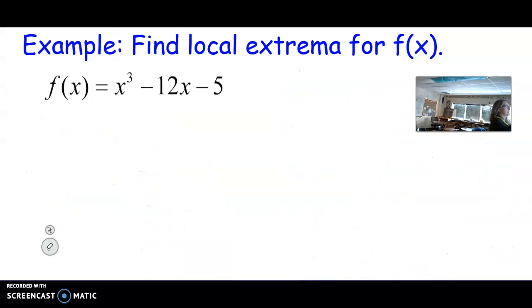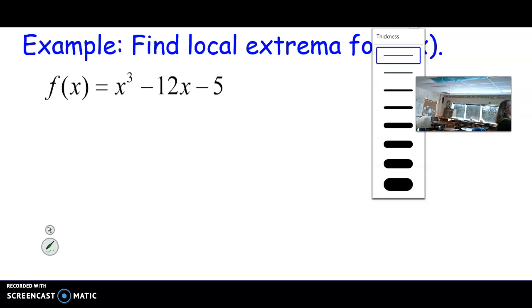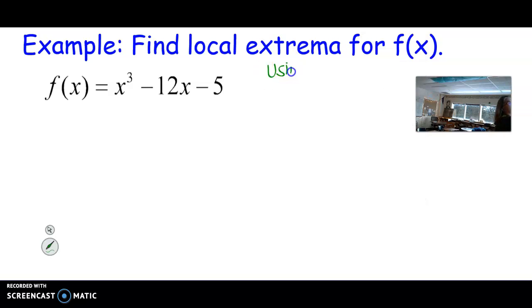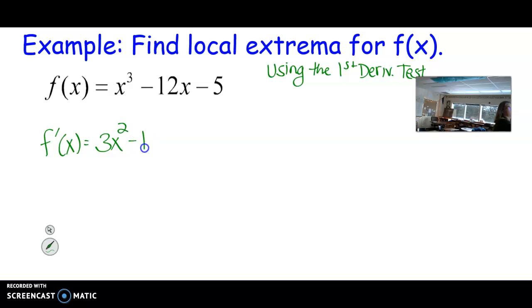Okay, so first derivative test. We're going to find extrema using the first derivative test. If the second derivative is difficult to find, it's going to be easier to use the first derivative test. But here's what we do. We find where our critical points are, which we already did. We got 3x squared minus 12, with critical points at ±2.